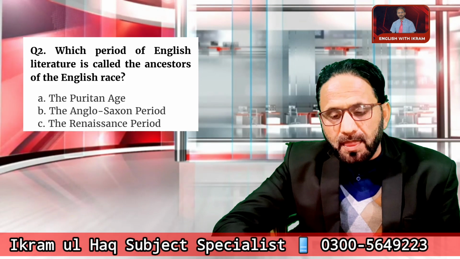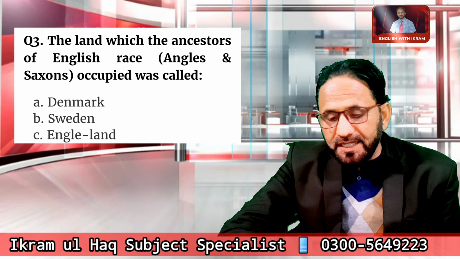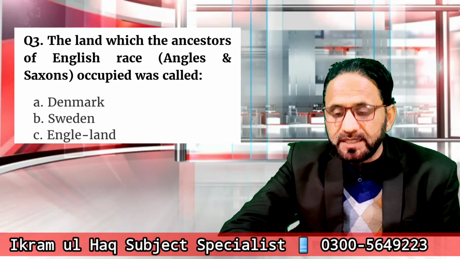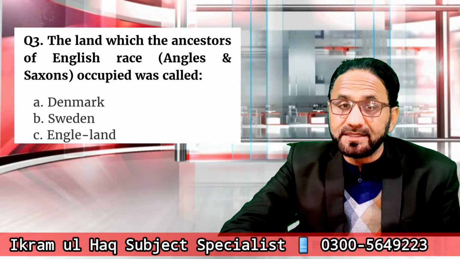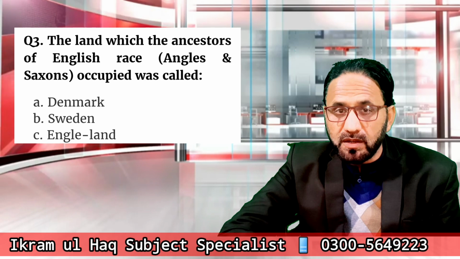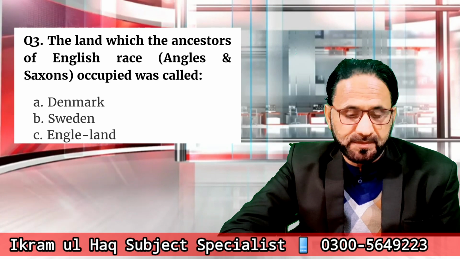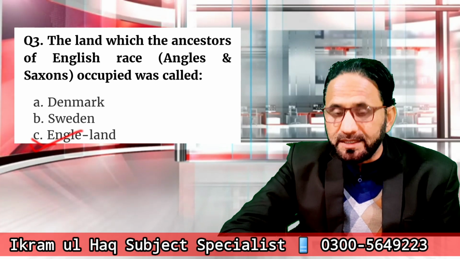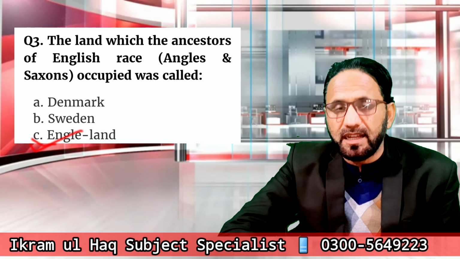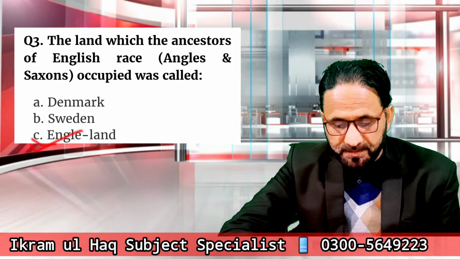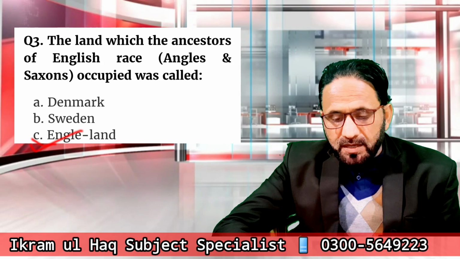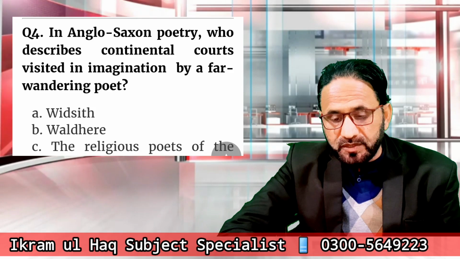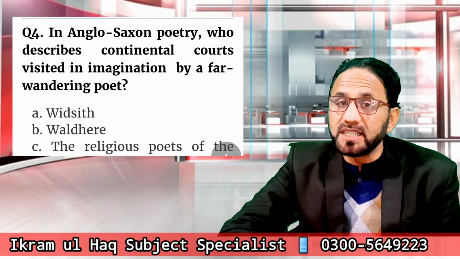Number 3. The land which the ancestors of English race, Angles and Saxons occupied was called Denmark, Sweden, or England. And the right option is option C, England. The land which the ancestors of English race, Angles and Saxons occupied, that was called England. Right?